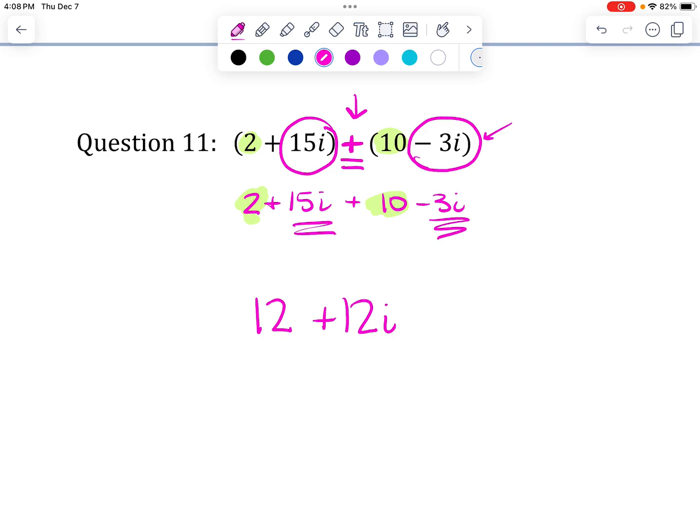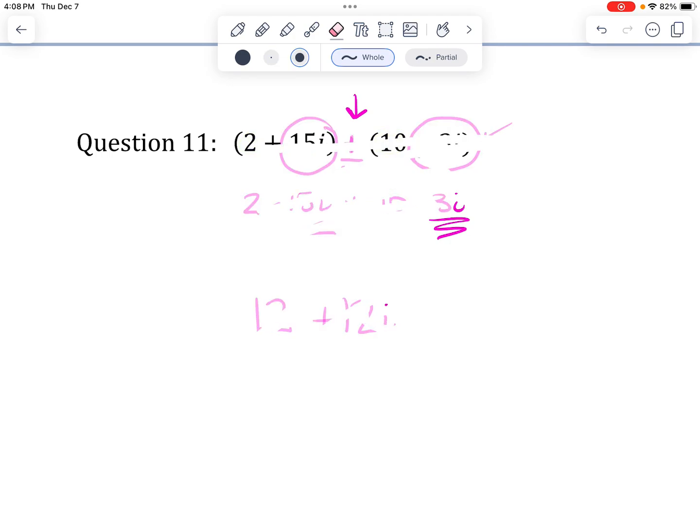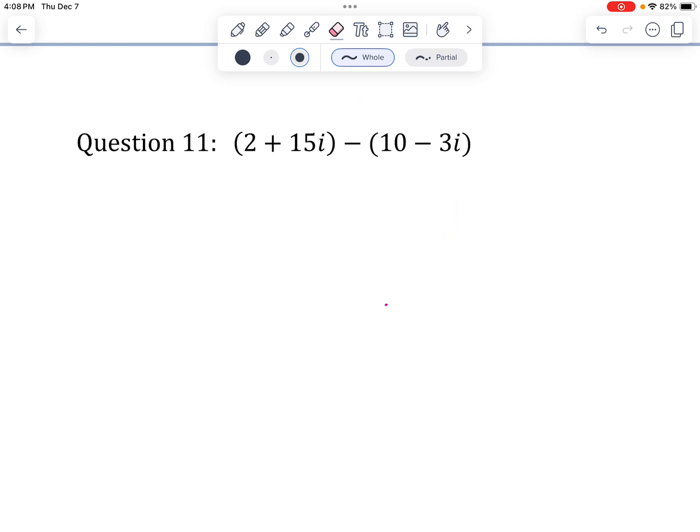But all I'm doing is looking at the stuff that's the same and then following the instructions in the middle. So now let's go back to the original problem, which had the minus sign in it. If I have the minus sign, I'm going to use the same strategy. 2 minus 10. So it's asking me to subtract the parts that are the same. So 2 minus 10 is negative 8.